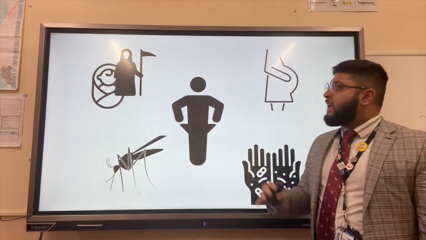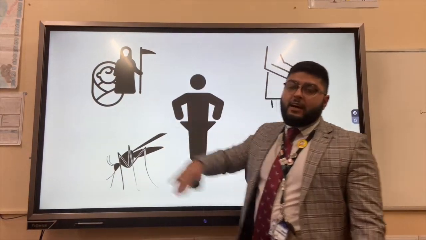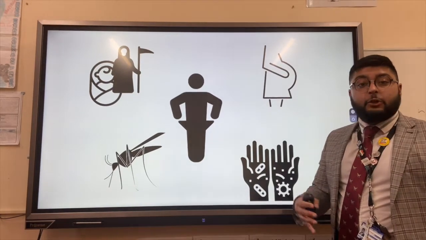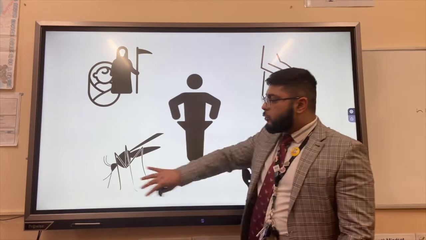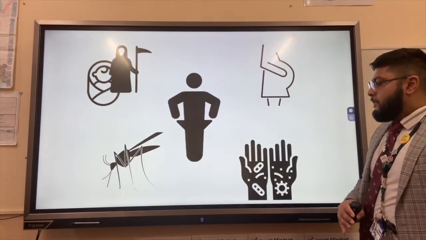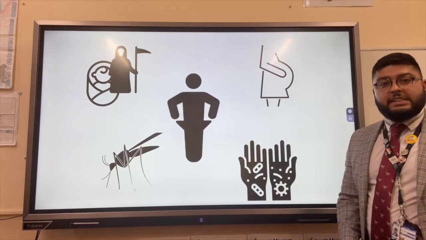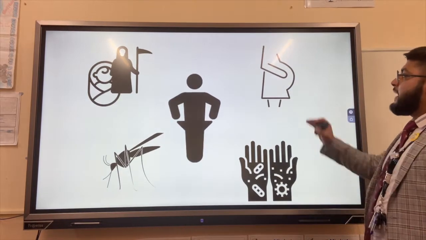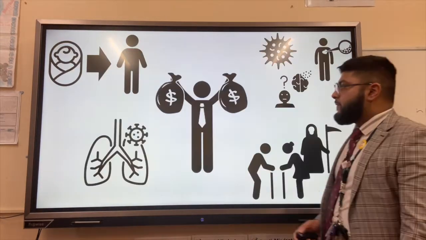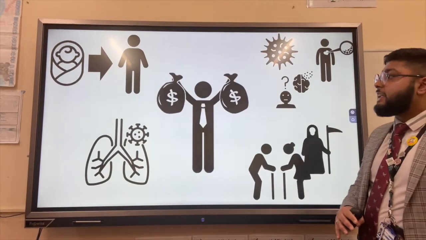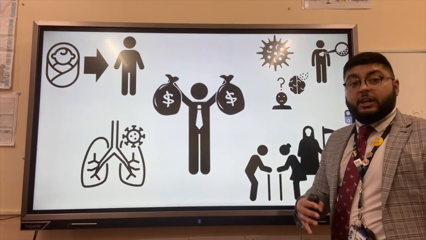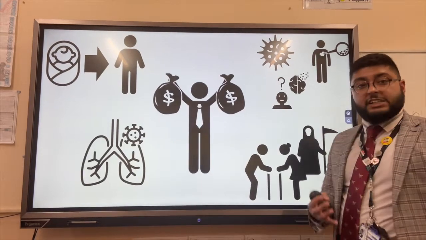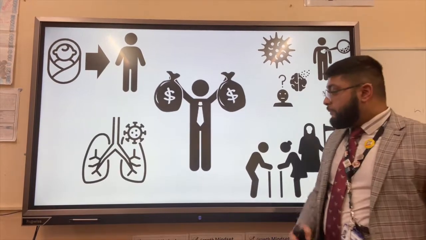In LICs, the health indicators show a very, very high incidence of infant mortality, children dying before the age of 1 because of poor healthcare, more tropical diseases such as malaria, but also infectious diseases such as cholera and dysentery, and more women are likely to die in childbirth. Whereas in a HIC, in a rich country, more children are likely to make it into adulthood because of a better quality of life, access to food, and better nutrition.